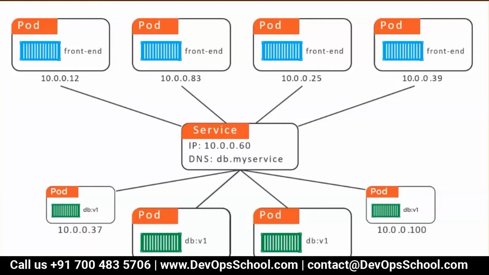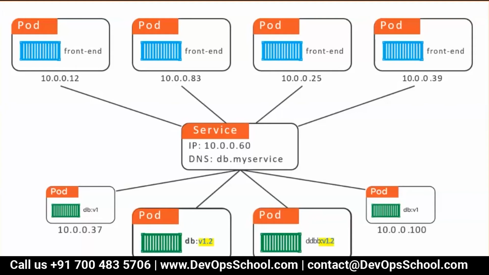How come the new pods, which are coming with a new IP address, are getting added with this kind of service? I mean, to the database service. How come? And there's one more problem here.